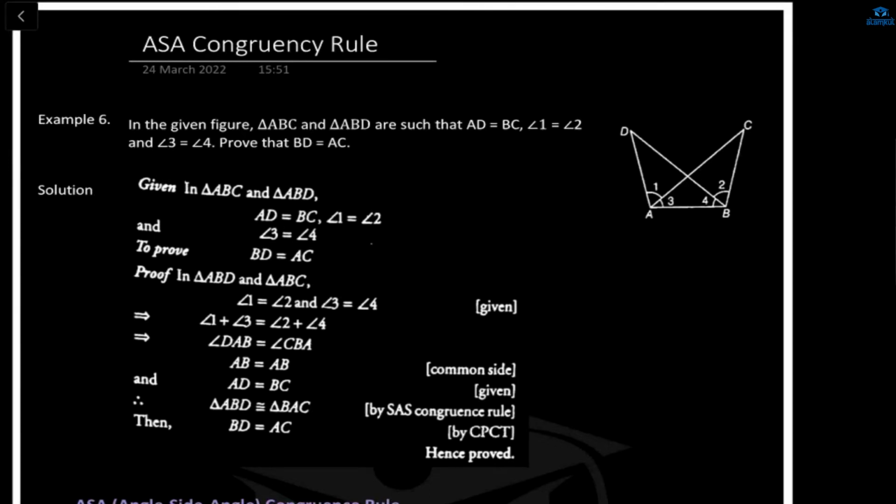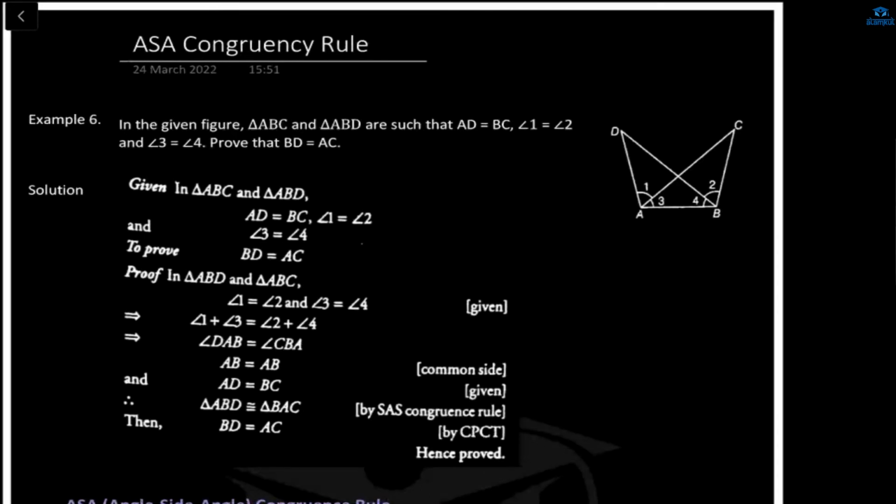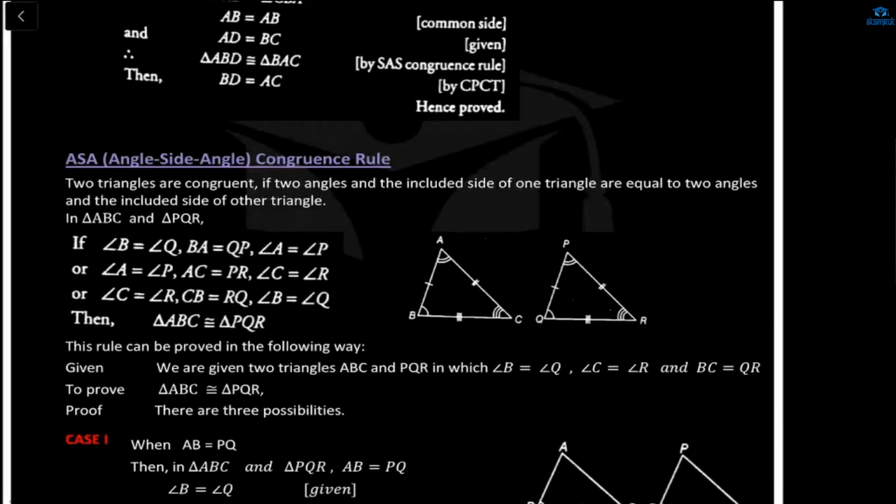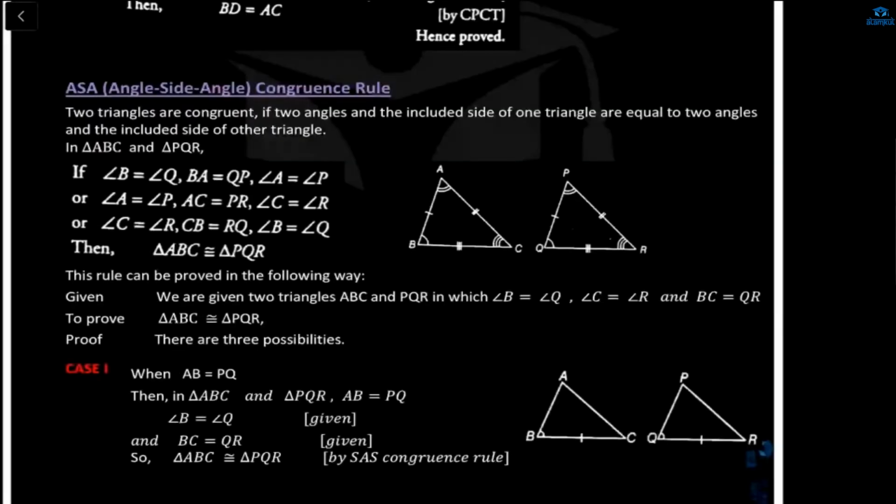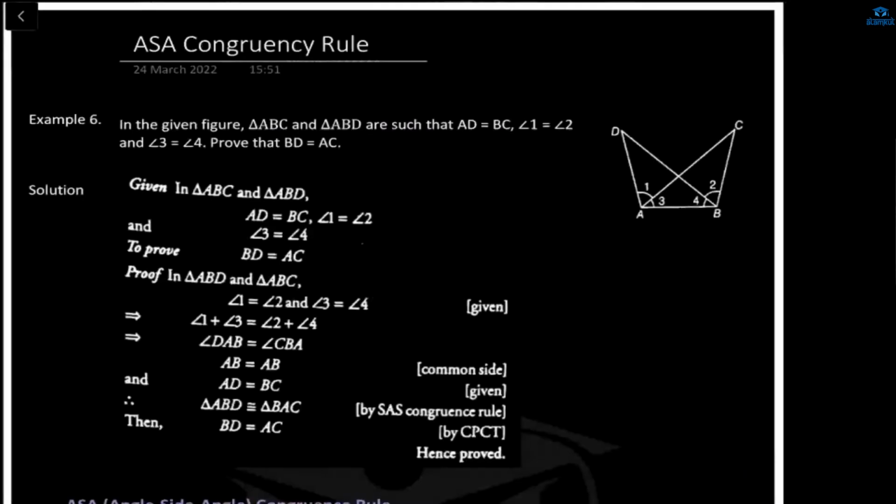Angle, side, angle. But when we prove ASA, another case also exists, that is SAA. We will see that afterwards. Now let's see the last question of SAS.